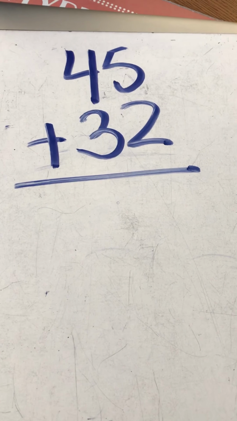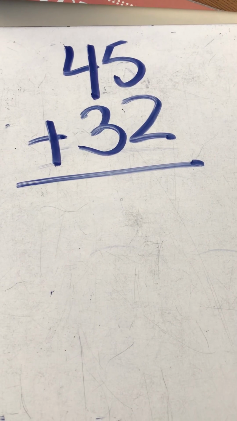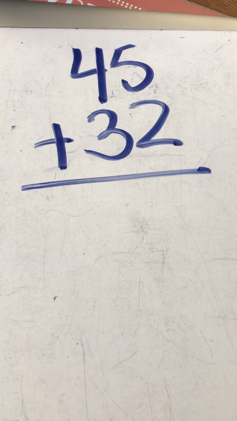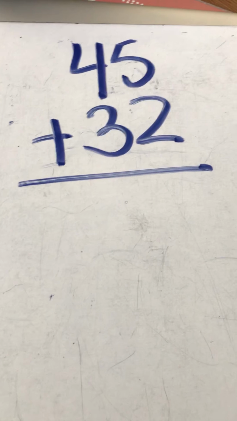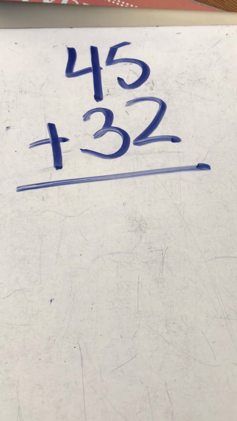Okay, so here is our first problem. It's just a simple addition problem, and there will be no numbers that carry over or anything like that. So what the students do first is they look at the number 45, and they draw blocks to represent that.